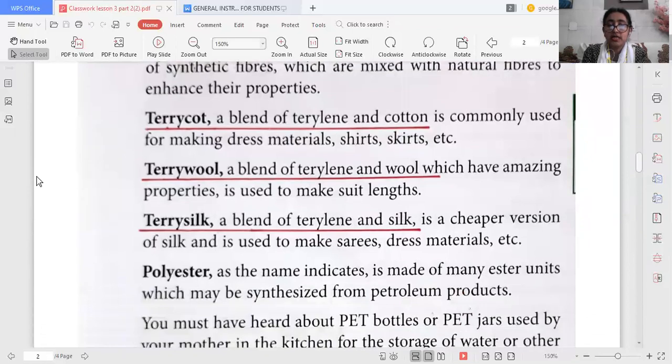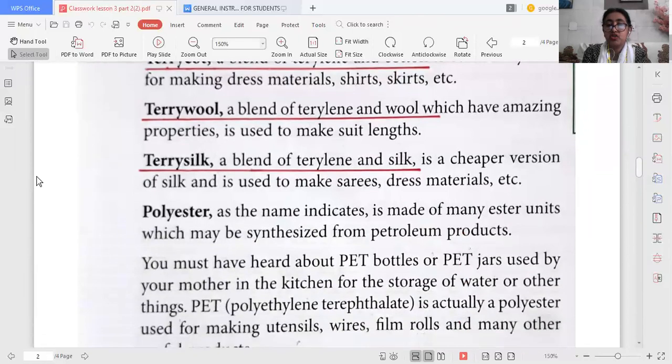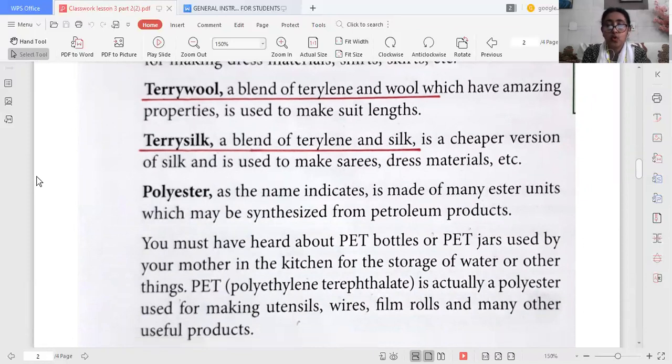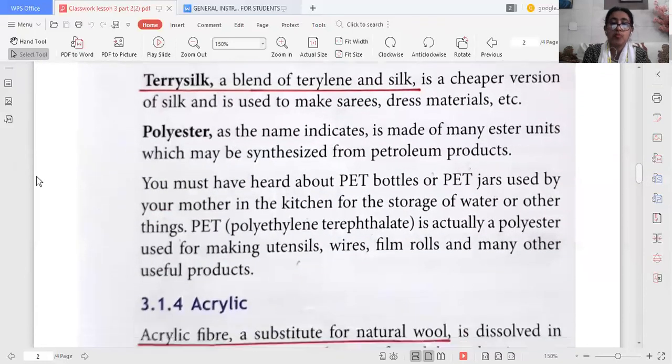Now, polyester, as the name indicates, is made of many ester units, which may be synthesized from petroleum products. The PET bottle, which we use for storage of water, PET, polyethylene terephthalate, is actually a polyester, and it is used for making utensils, wires, film rolls, and many other useful products.